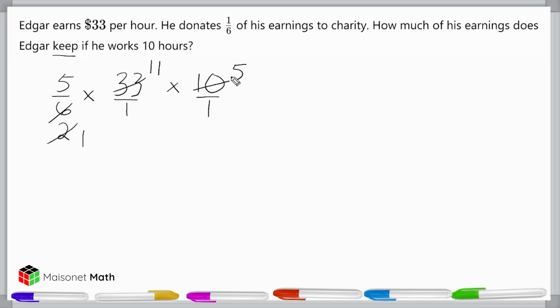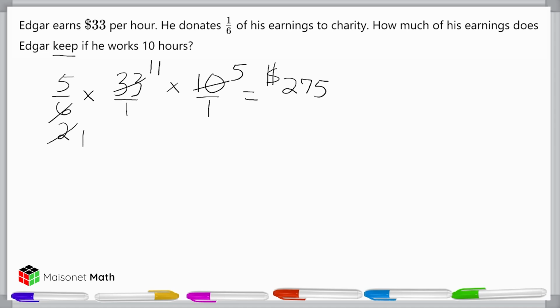All right, next what we have to do is multiply these numbers straight across the top here. So I'm going to start by doing 5 times 5, which is 25. And 25 times 11 is 275. And we do not really need to multiply the ones at the bottom because that would give us 275 over 1, or divided by 1, which is just 275. So we have already calculated that he would get to keep $275 of the money that he earned.